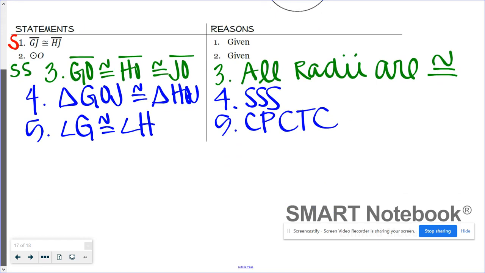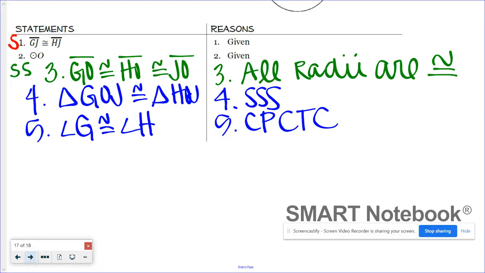CPCTC. So as I mentioned, when it comes to step 3 there, if you saw that JO is also a radius, you can include it in step 3, or you can have a step 4 where you say JO is congruent to itself, reflexive. Okay, both work. And so there you have it.